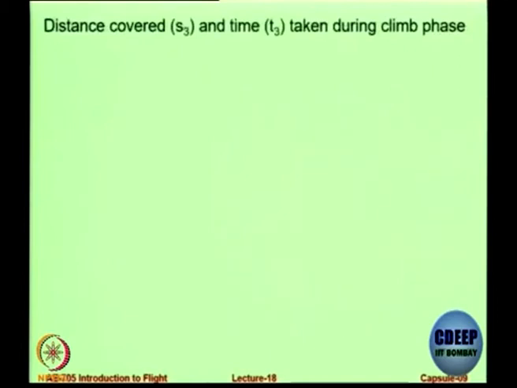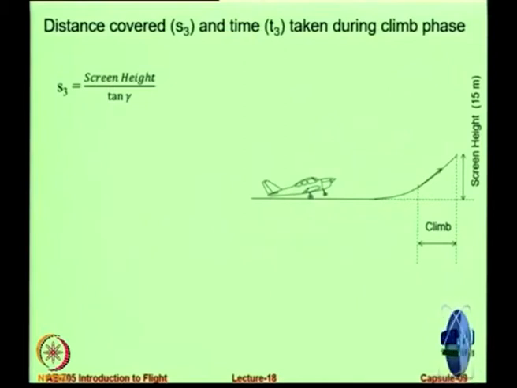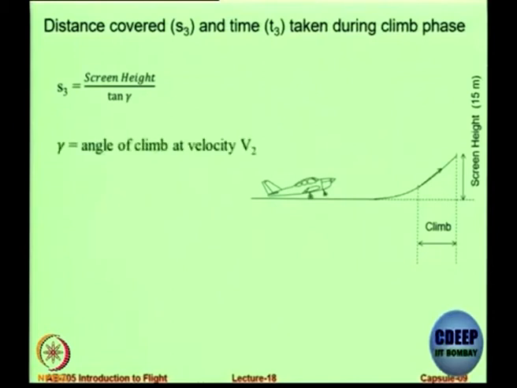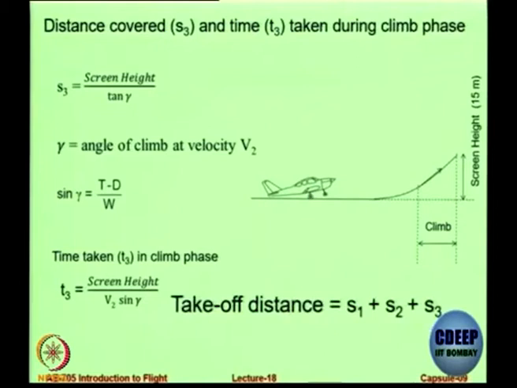Let's look at the climb phase. Climb phase is very straightforward. During the climb phase, you are in a straight angle climb. Okay. So you have a screen height, 15 meters, 50 feet, and you have a climb angle gamma. So from simple trigonometry, you can get gamma as (T minus D) by W. So that's it.